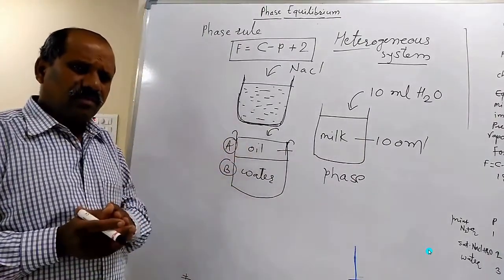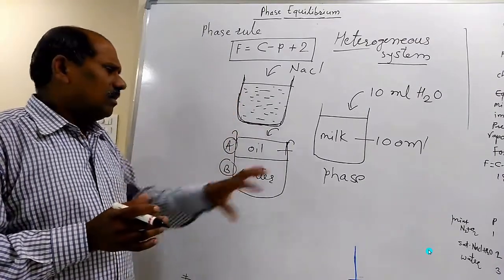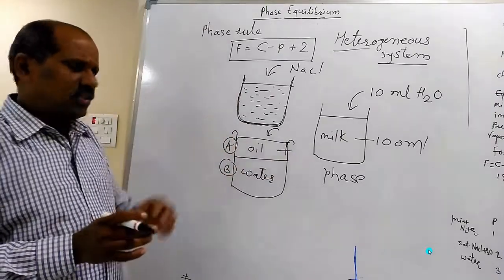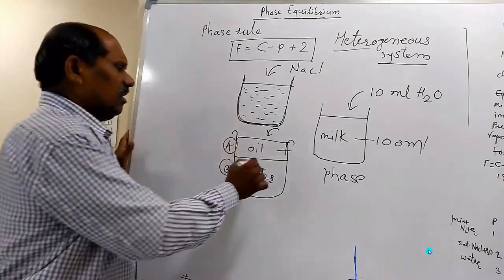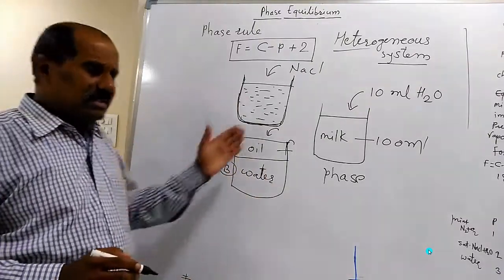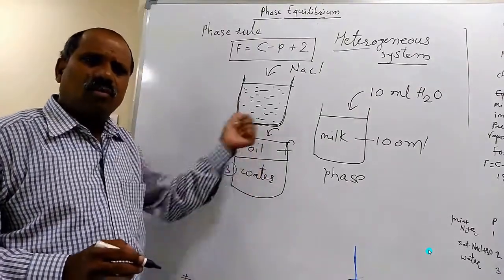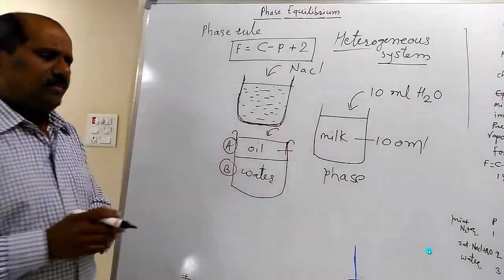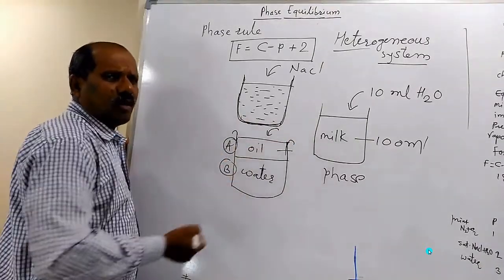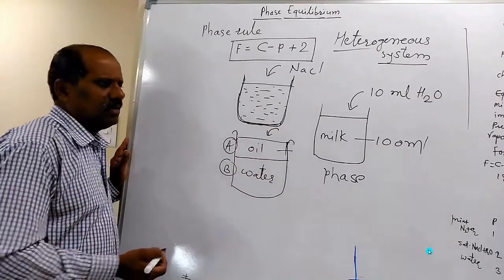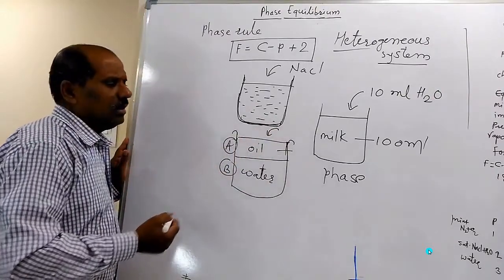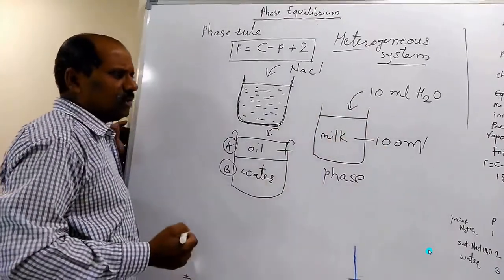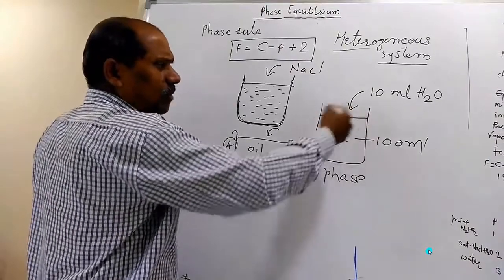Means in this case, the uniform nature of the given system is not present. There are two separate phases, oil phase and water phase. They are not the same physically and chemically throughout. And hence, such a system is called a heterogeneous system, in which two separate layers are forming or two separate parts are present. This is a homogeneous system in which a uniform part is formed.